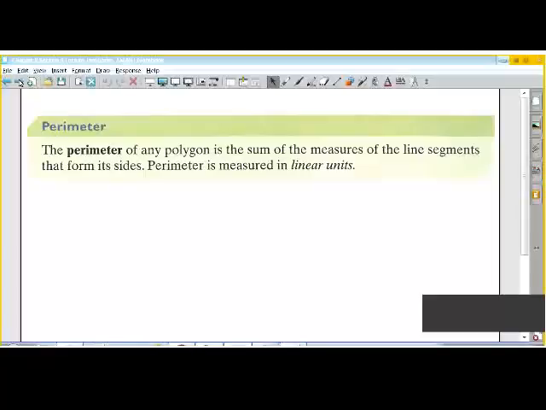The key thing I want you to get out of this is to remember to be consistent in units. So if the units for measuring the length of the sides is centimeters, the answer is in centimeters. If it's in meters, each part is in meters, the answer is in meters. And it's meters, not meters squared or meters cubed. So perimeter is always linear units, which means feet, inches, centimeters, and meters.